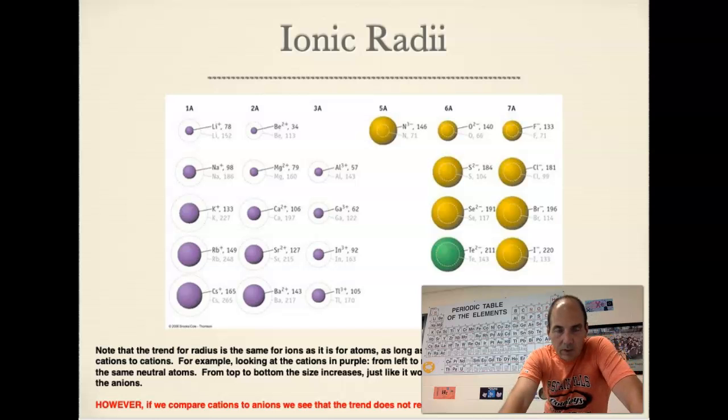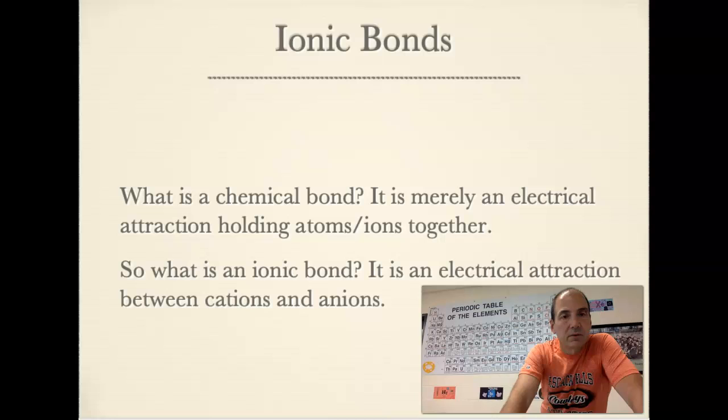So you should have a fair basic idea about ions, and so we want to talk about ionic bonds. Well, we haven't used the word bond yet. So what is a chemical bond? A chemical bond is just an electrical attraction. We've been talking about electrical attractions already, so we're still in the same vein.